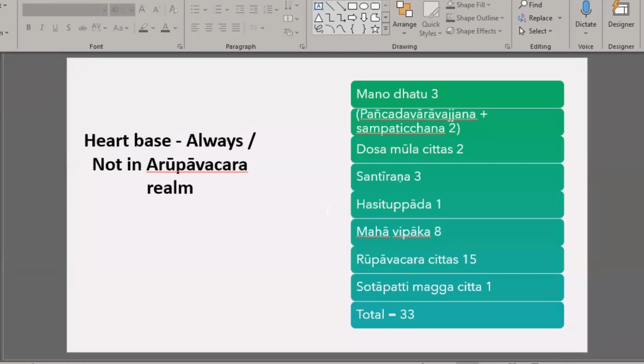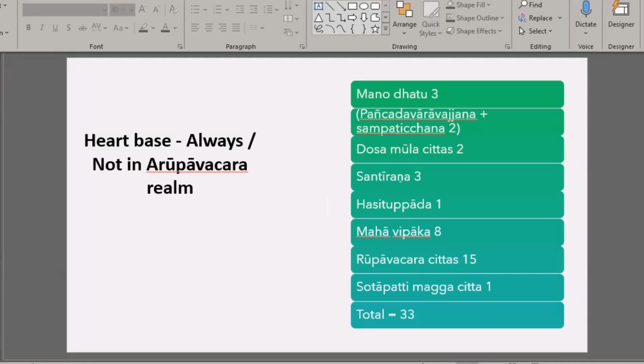For example, Rupa Brahmas see visible forms and they listen. When they see the Buddha, when they come to the Buddha, and also when they listen to the Dhamma, at that time they have Sota Vijnana, ear consciousness, arising through the ear door. Except these two consciousnesses, the remaining chittas arise based on heart base.